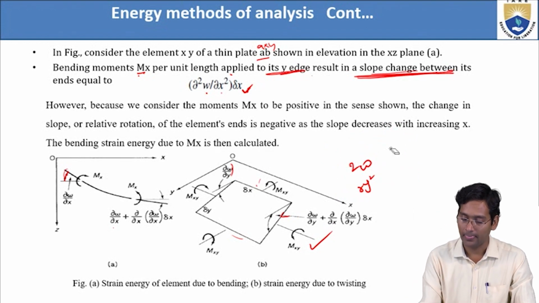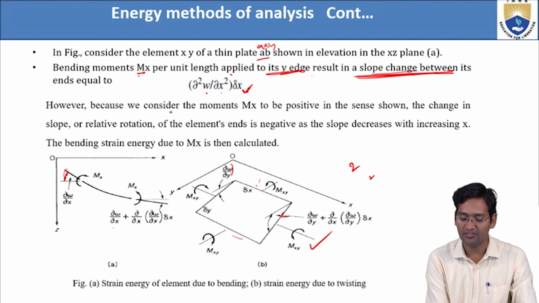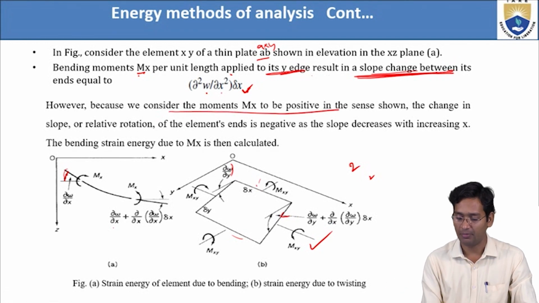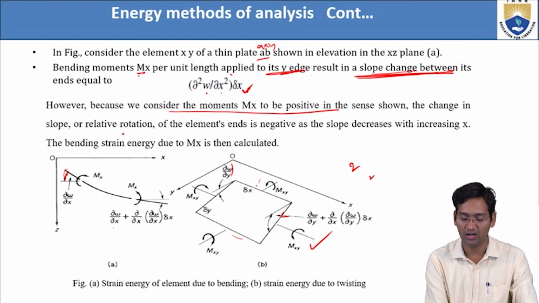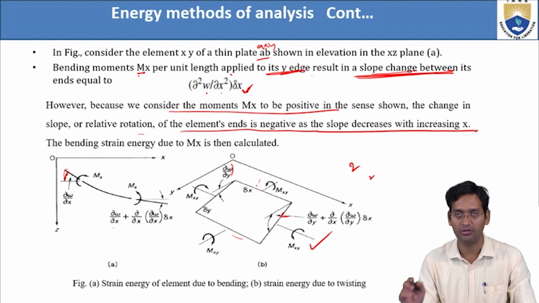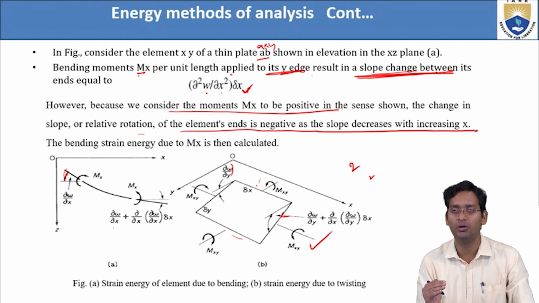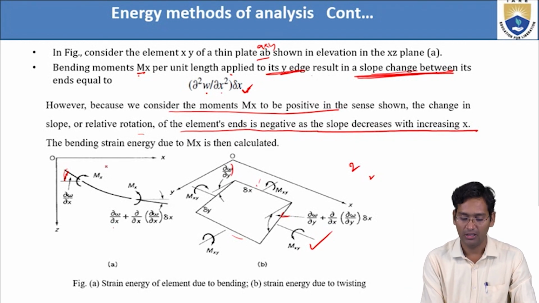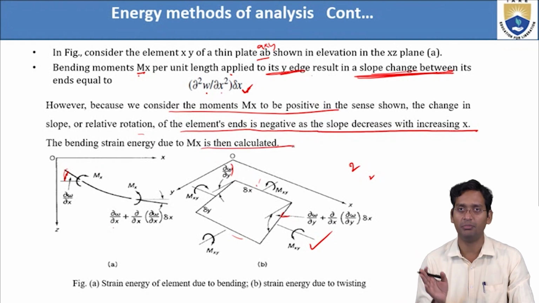Now how are we considering the moment Mx to be positive? For Mx to be positive, the change in slope or relative rotation of the elements is negative, and the slope decreases with increasing x. Once the slope decreases with increasing x, the slope will be decreased because of its negative sign. The bending strain energy due to Mx is then calculated. So with that, we can find the bending energy.